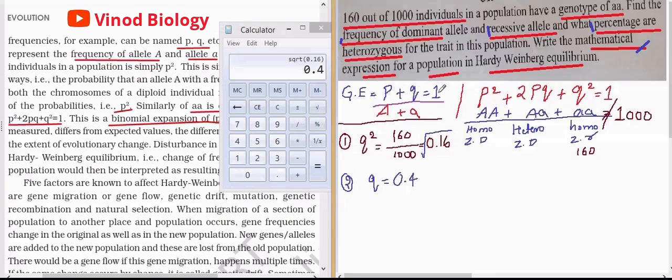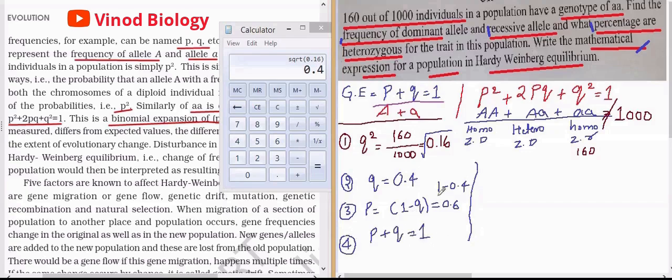So what's p? 1 minus q is equal to p. Correct? So the third point, p is nothing but 1 minus q. You can write p is equal to 1 minus 0.4 is equal to 0.6. So now the fourth point is that p plus q is equal to 1. So now p is 0.6, very good. Next, q is equal to 0.4. Okay, simple, we got it. It is equal to 1.